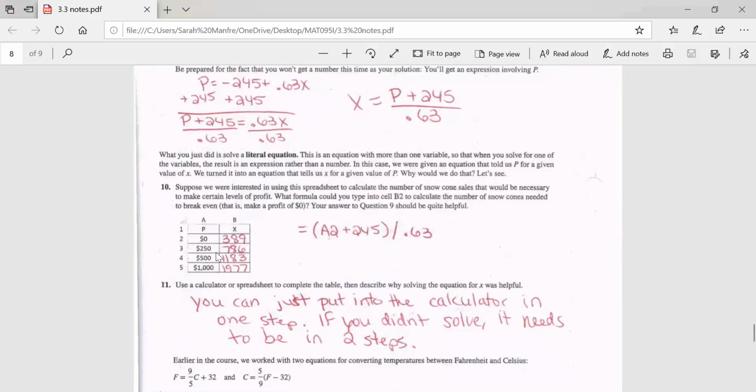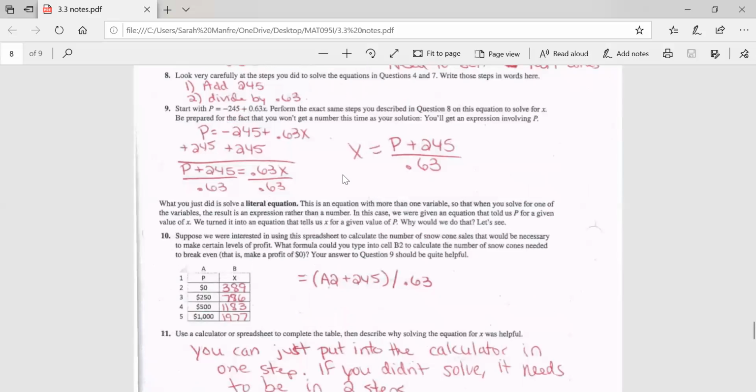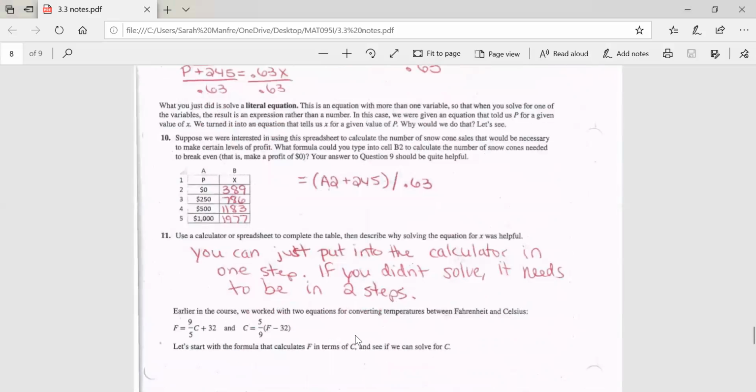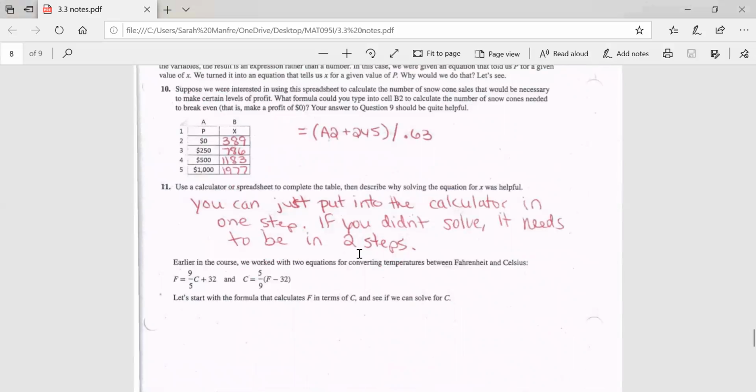So question 10 is going back into Excel, not too concerned about it, but it's saying take A2, okay, plus 245 divided by 0.63. That's the equation we just found, the formula that you would plug in. That's how you write it into Excel if you want to do that. Okay, this is easier because if I tell you the profit, going into question 11, if I give you the profit and I want you to find the number of snow cones, this can go right into the calculator, just like this. If you don't rearrange this equation, you'd have to do multiple steps to figure it out. So that's why this is easier, okay?